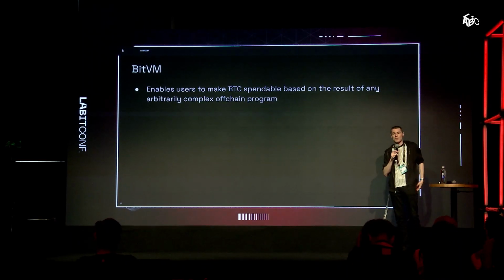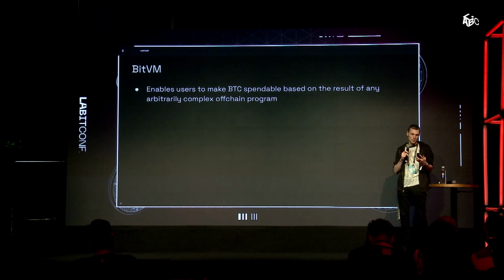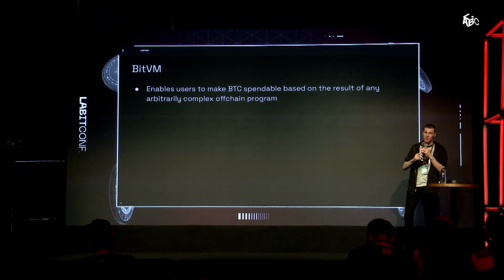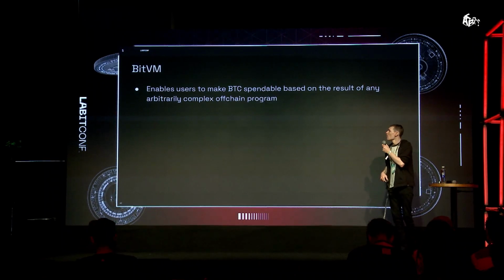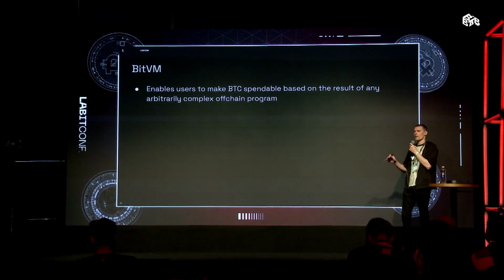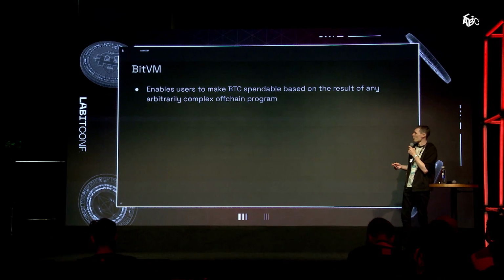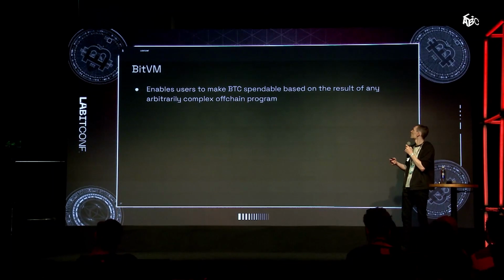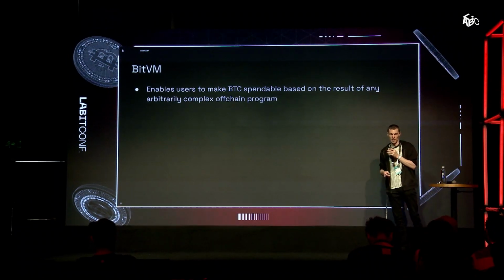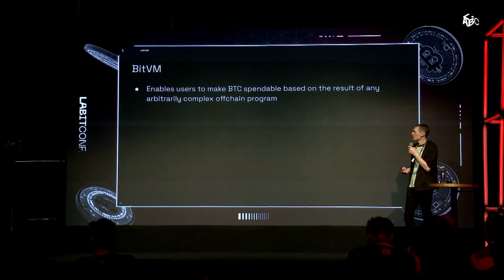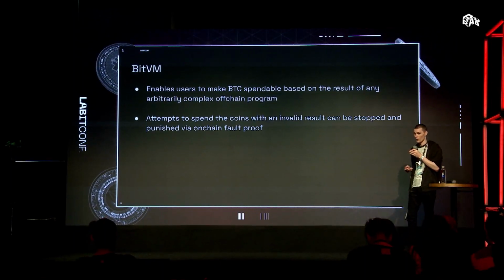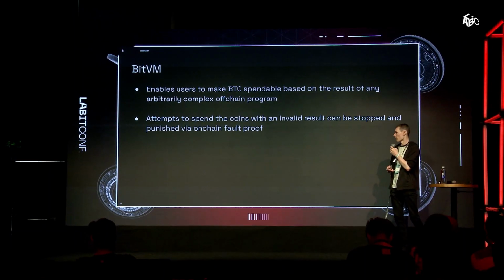And then the last example that I'll talk about is BitVM, which is something that's been a hot topic in Bitcoin land recently. So at a high level, BitVM enables users to make BTC spendable based on the result of any arbitrarily complex off-chain program. I won't explain in detail how that works, but if you're interested, I recommend reading the BitVM white paper. It's very interesting.